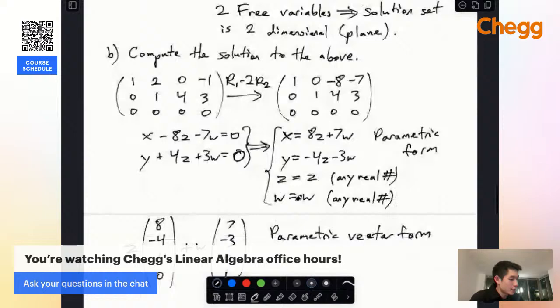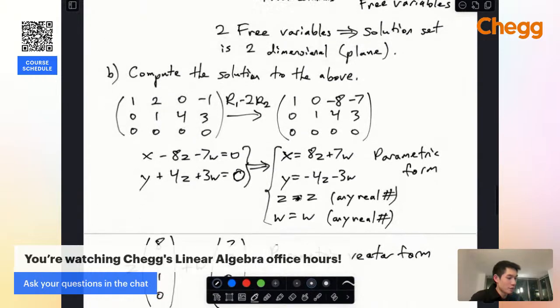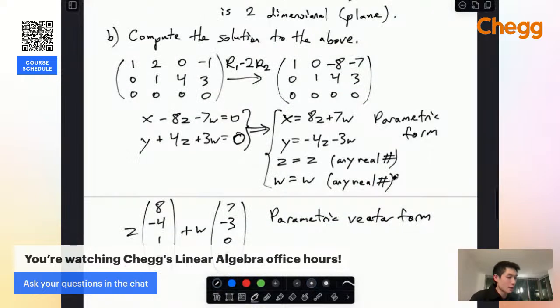Whereas if you want the actual solution, you have to continue doing the row reduction, and then you can get a solution like this in parametric form or in parametric vector form in this way.